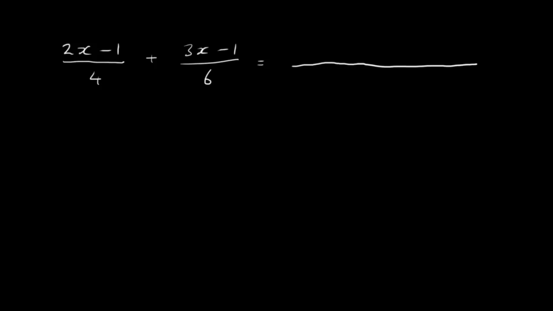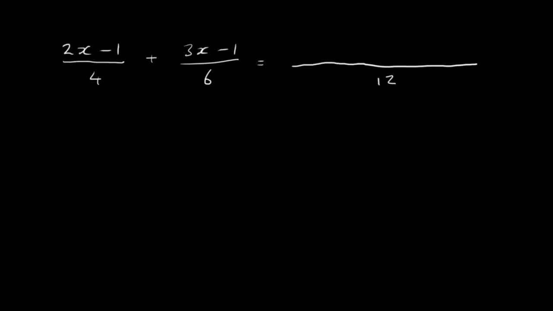Our two fractions here have a 4 and a 6 as their denominators. So the smallest number that 4 and 6 will divide into, the lowest common multiple, in other words, is 12. So 4 will divide into 12 3 times, 6 will divide into 12 twice.